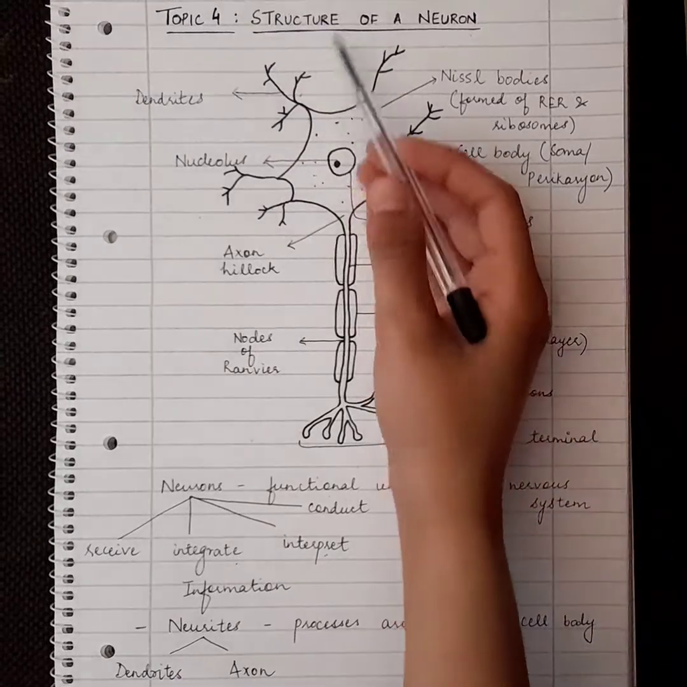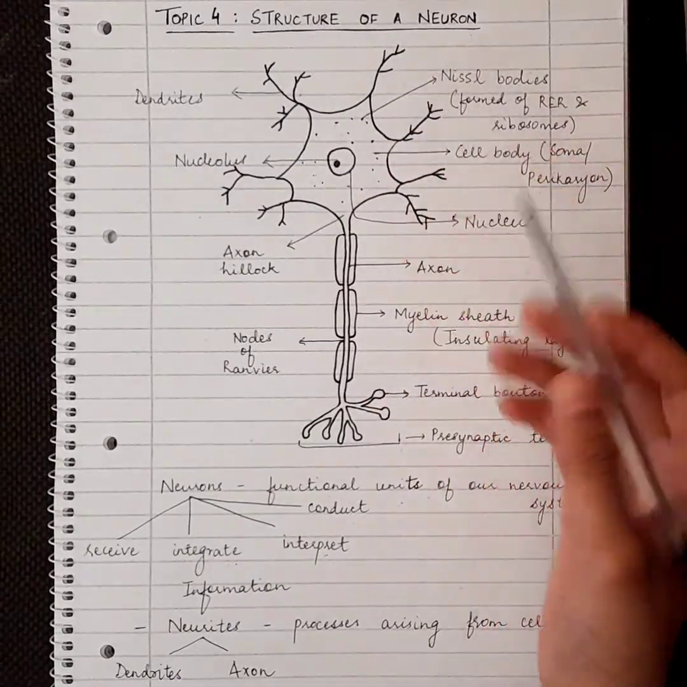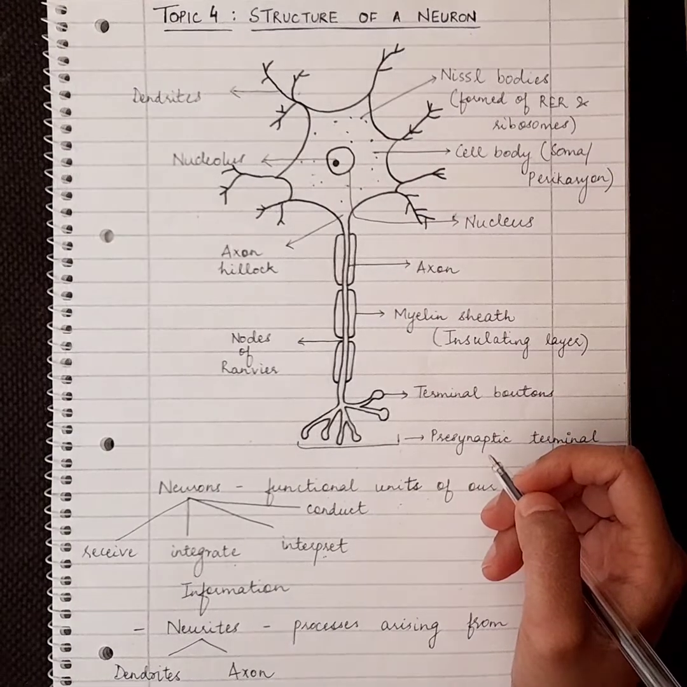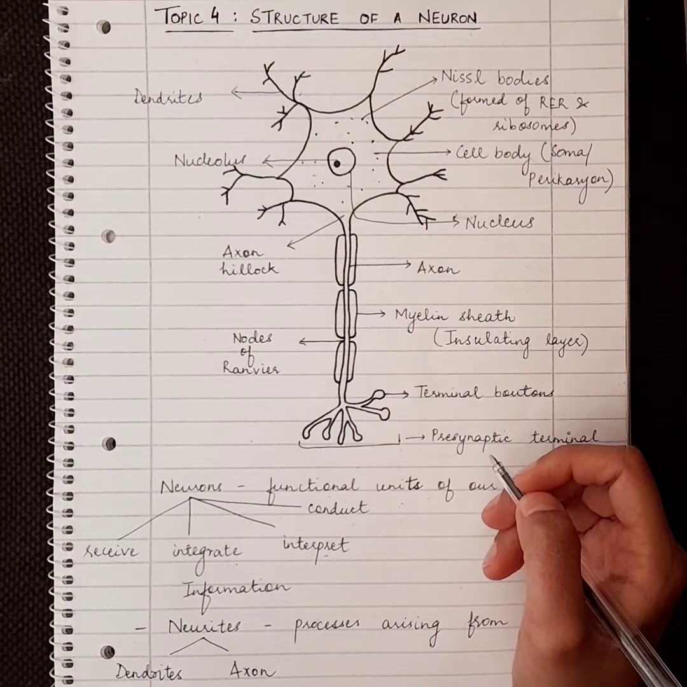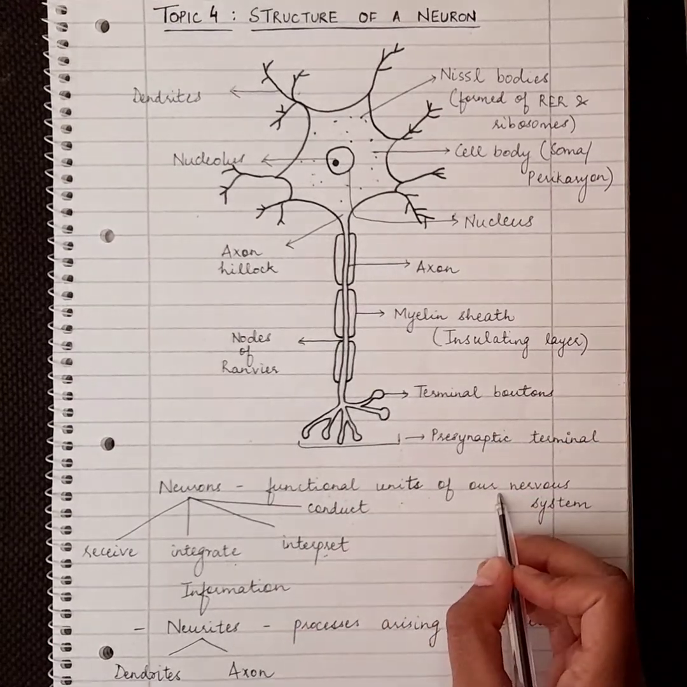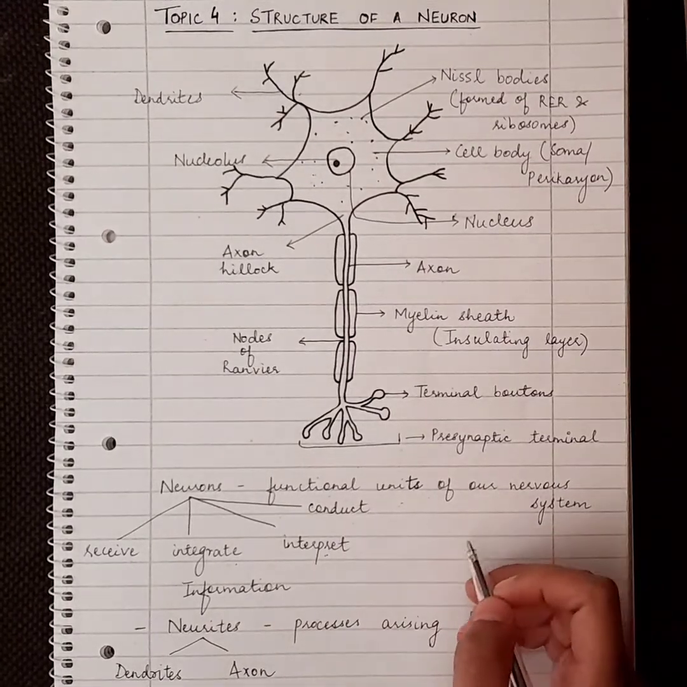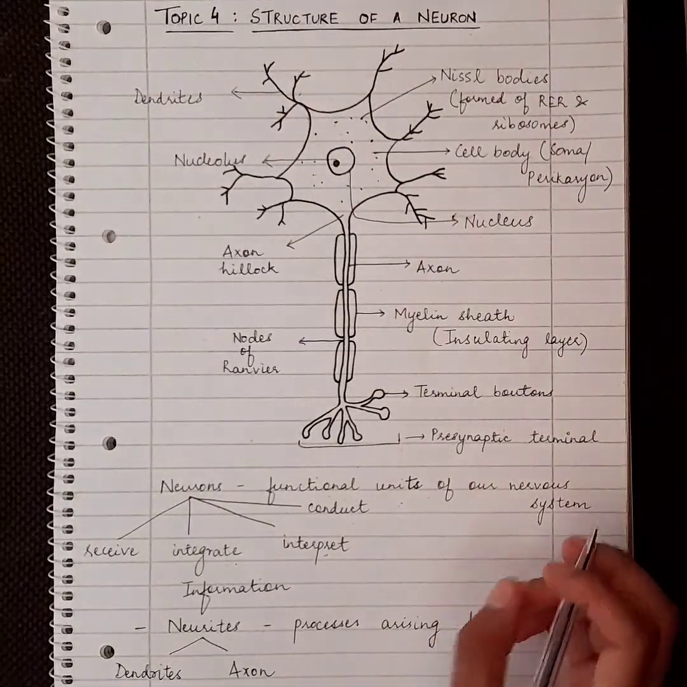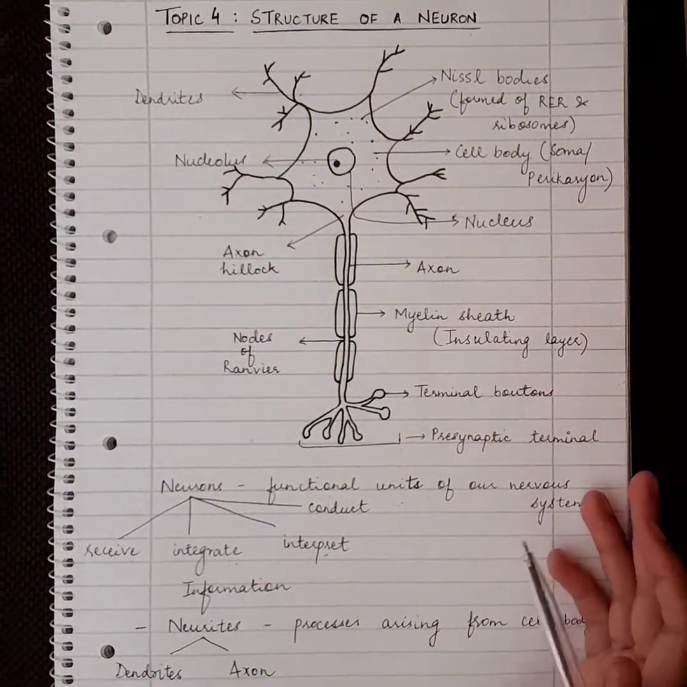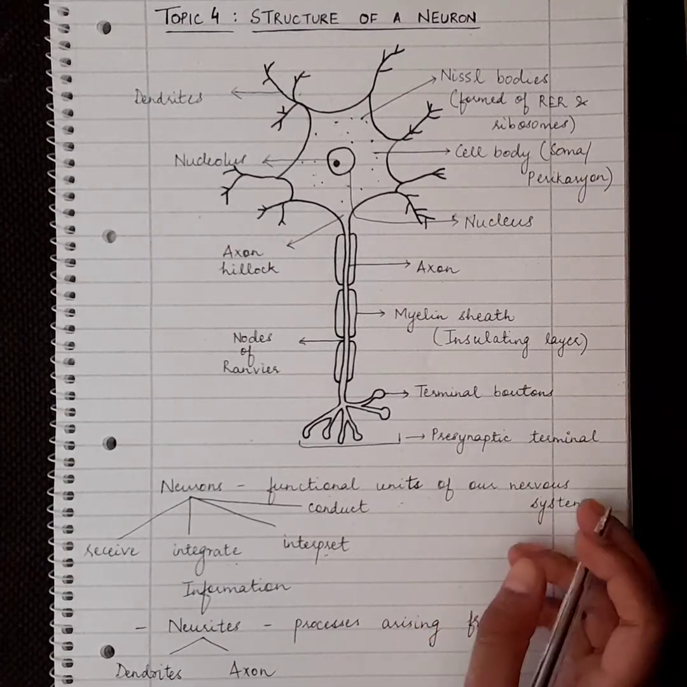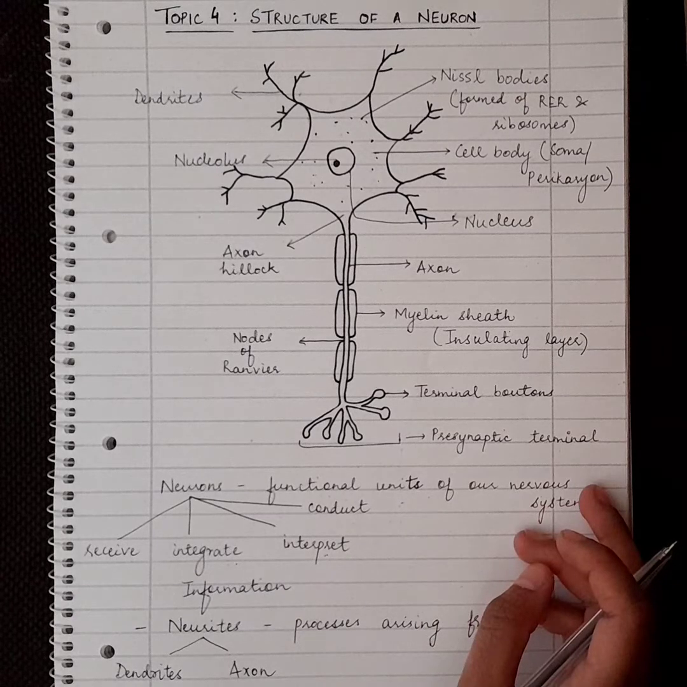Today's topic is the structure of a neuron. So let's begin. Now, our nervous system is made up of special cells called neurons. So we can say that neurons act as the functional units of our nervous system. The special property of these cells is that they can receive as well as conduct information in the form of electrical impulses to other cells. So they act as the receivers as well as the conductors or transmitters of the information.